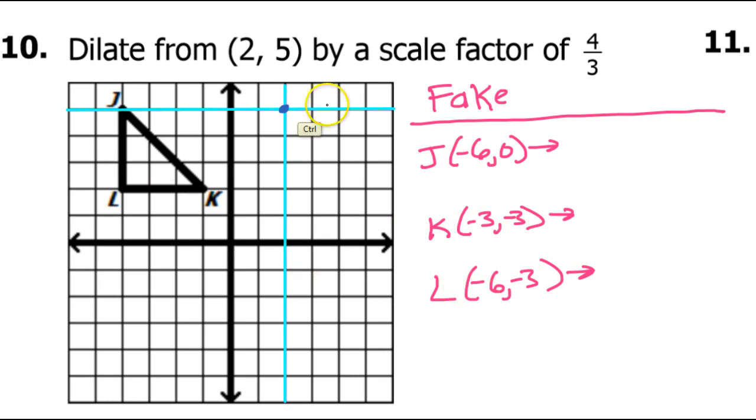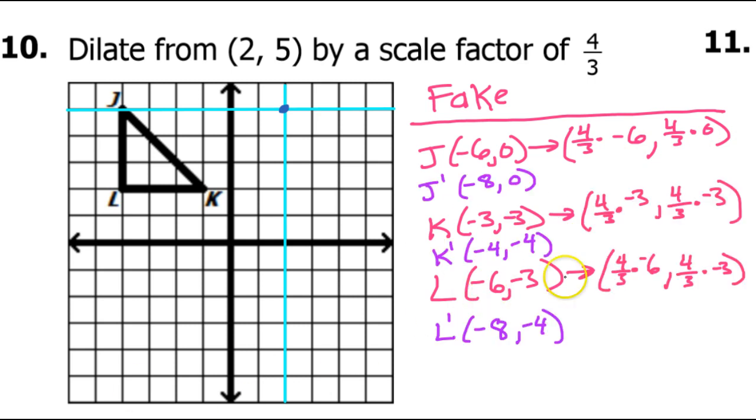Alright, so using my fake coordinates and my fake axes, since I'm pretending this is the origin, I should be able to simply multiply everything by the scale factor. So what I'm about to do now is I'm going to take, for example, 4 over 3 times -6, and I'm going to do 4 over 3 times 0. Right? I'm just going to do that to everything. And if you do all that multiplication, these purple points are what you get for your fake images. Just as one quick example, look at how I got -8. I have 4 over 3 times -6. You could think of this as -6 over 1. So this would make -24 over 3. Well, 24 divided by 3 is 8, so that's how I got -8.